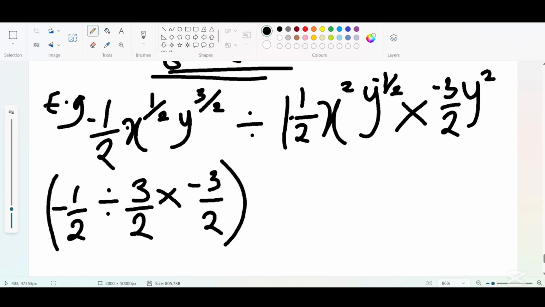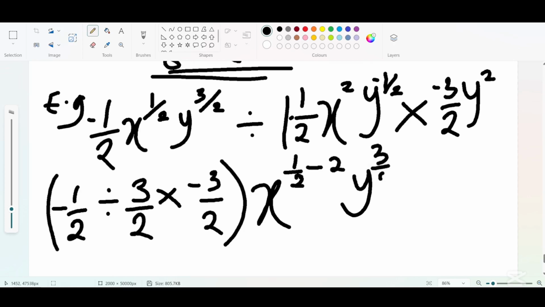Now the next thing is to deal with the bases. We have two letters here. One is x, the other one is y. So the first base, which is x, we bring it out here. X is raised to power half here. So 1 all over 2. And then x is raised to power 2 here. And what is between them is division. So it's going to be minus 2. Right? Because it's division, so it's going to be minus. Okay. Now for the y, it is y raised to power 3 all over 2. So for this division here, it's raised to the power of minus half here.